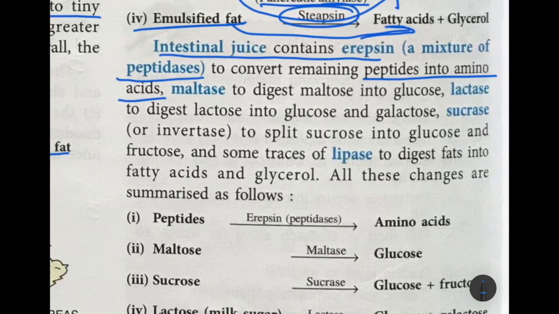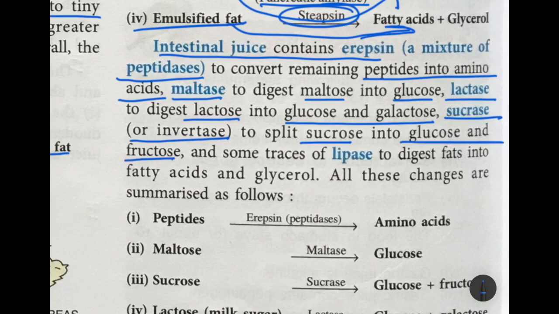And intestinal juice also contains another enzyme, maltase. It digests maltose into glucose. It contains lactase enzyme, and it digests the food material lactose into glucose and galactose. And it also contains sucrase, also known as invertase. It breaks up sucrose into glucose and fructose. And there is a little bit of lipase which digests fat into fatty acids and glycerol.